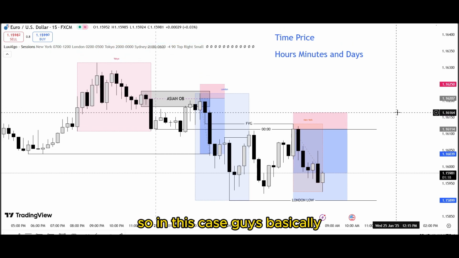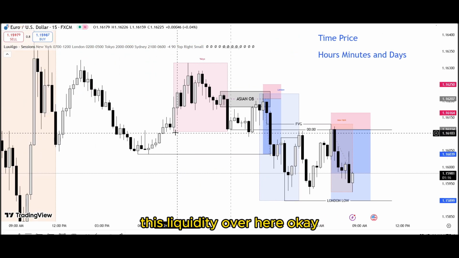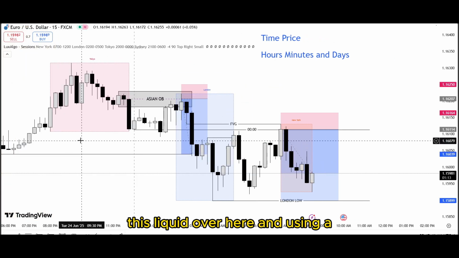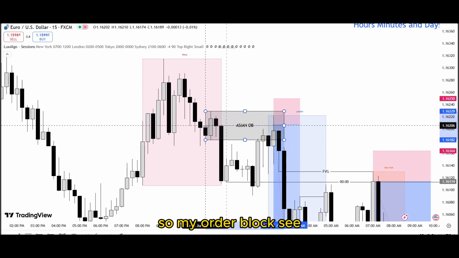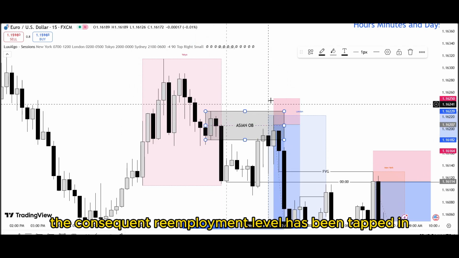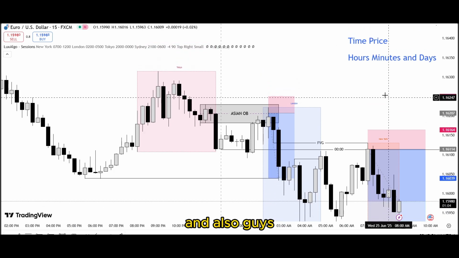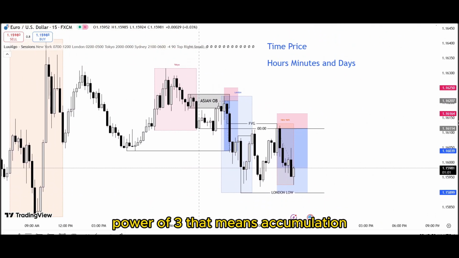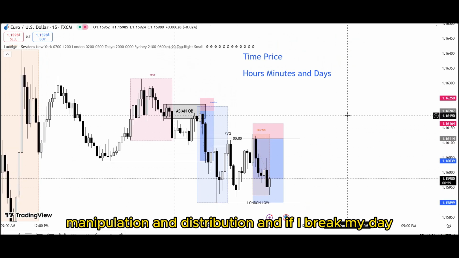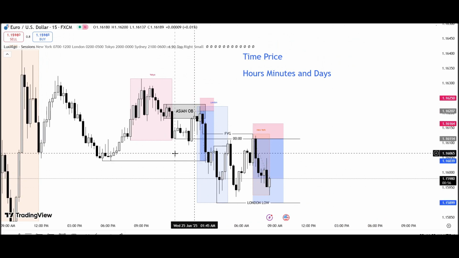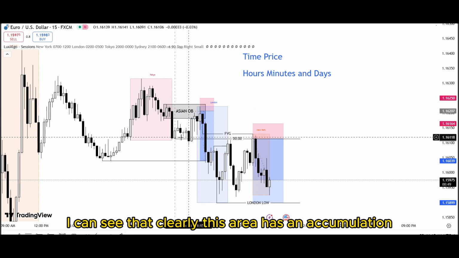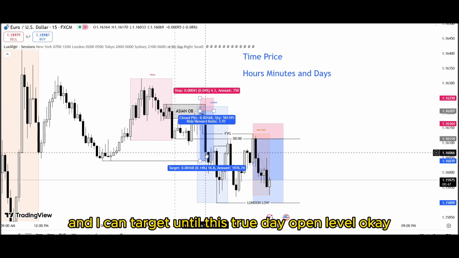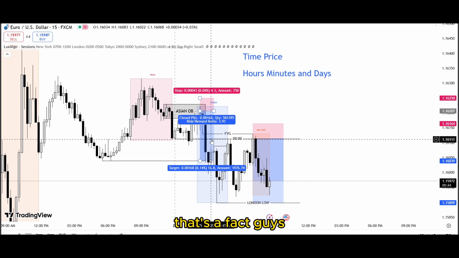So in this case guys, basically I took this trade by targeting this liquidity over here, and using my striker as this order block over here. So my order block, see, the consequent encroachment level has been tapped in. And also guys, you know about the power of three, right? Power of three means accumulation, manipulation and distribution. If I break my day using this true day open level, so that means the midnight level, I can see clearly this area has an accumulation, and I can target until this true day open level. Okay, that's a fact guys.